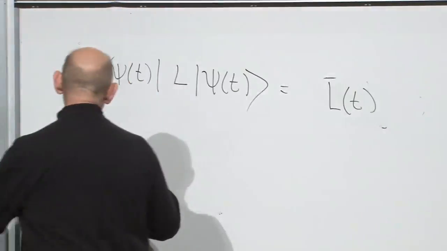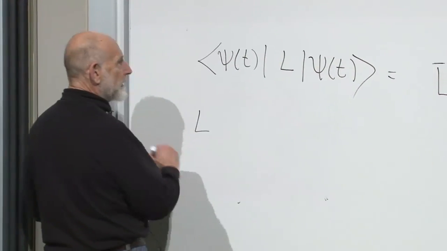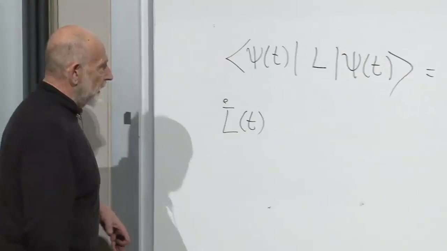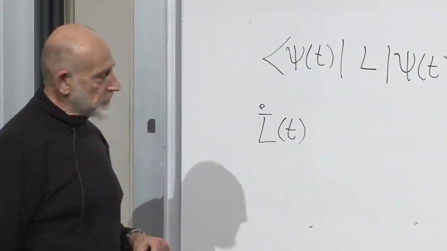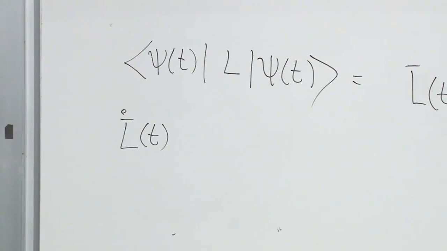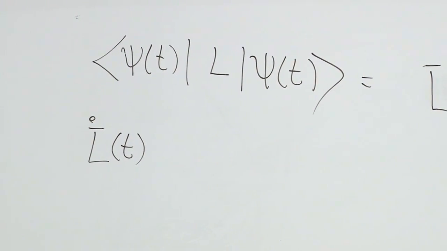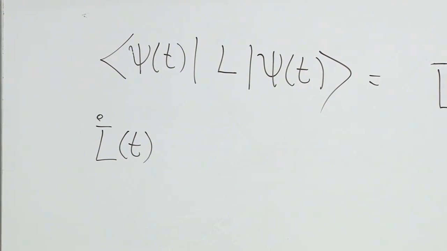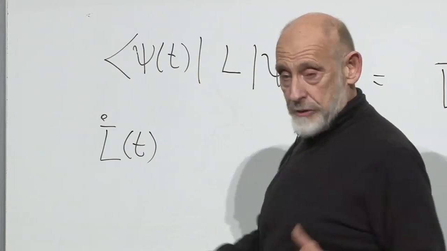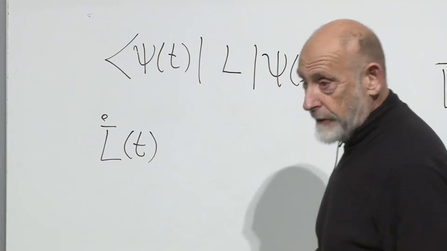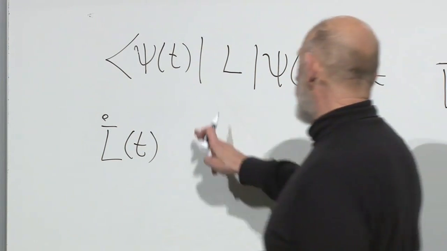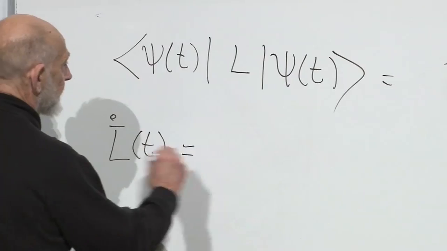So let's call it L dot. Now we have bars with dots on top of them. L dot of t is the time derivative of this. Now L of t, that's just some fixed operator. It's some fixed definite operator. All of the time dependence is in the state vectors. The state vectors change with time. The operators, those are fixed. Those are definite operators. So let's see if we can take the time derivative of this here thing.